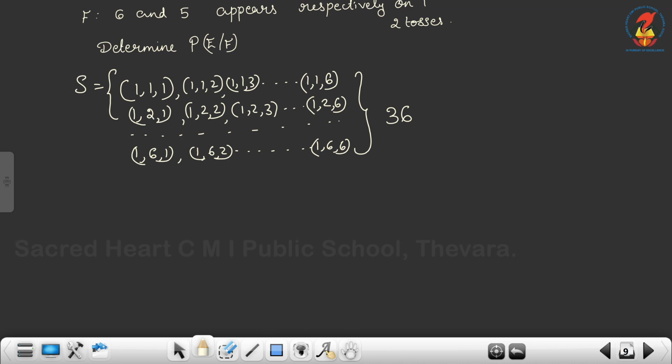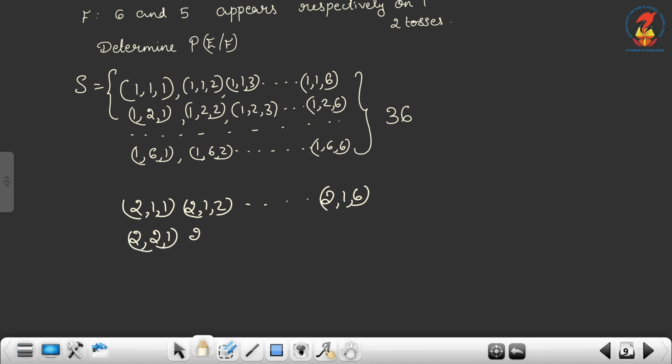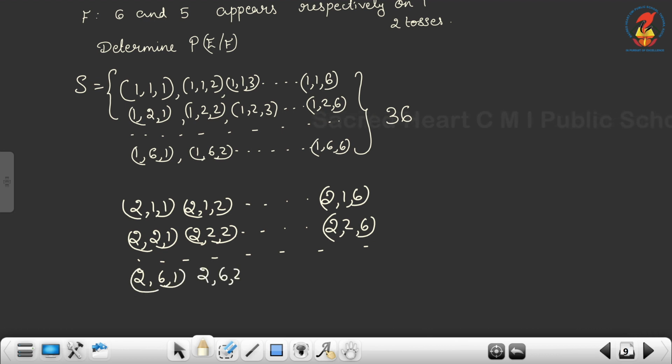Now 2, 1, 1; 2, 1, 2, like that, 2, 1, 6. Then second one you have to change: 2, 2, 1; 2, 2, 2, like that, 2, 2, 6. Then the last row is 2, 6, 1; 2, 6, 2; 2, 6, 6. Okay. Here also 36 elements, 36 outcomes. Then etc. etc.